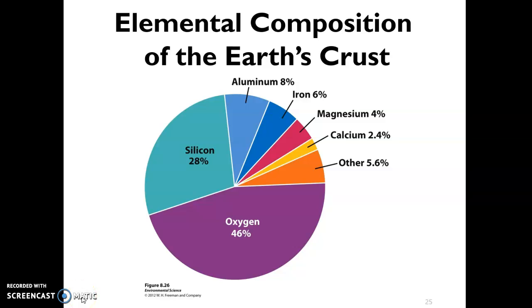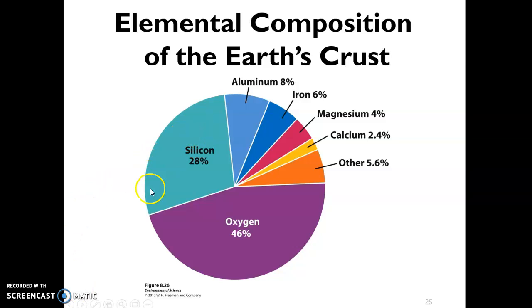In this screencast, we will consider mineral resources and how the extraction of those resources, the processing or refining of those resources, and the use of those resources can negatively affect the environment and human health. So first, let's start with looking at the elemental composition of Earth's crust.